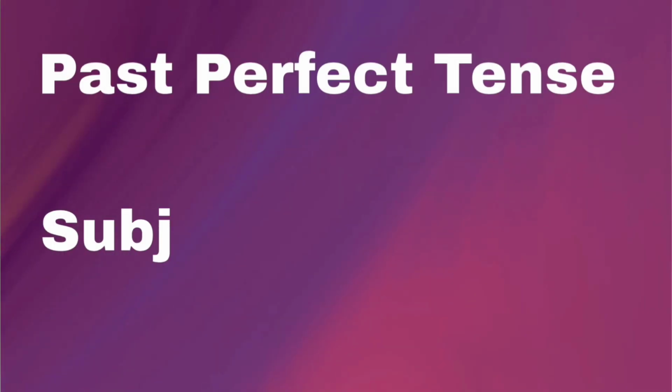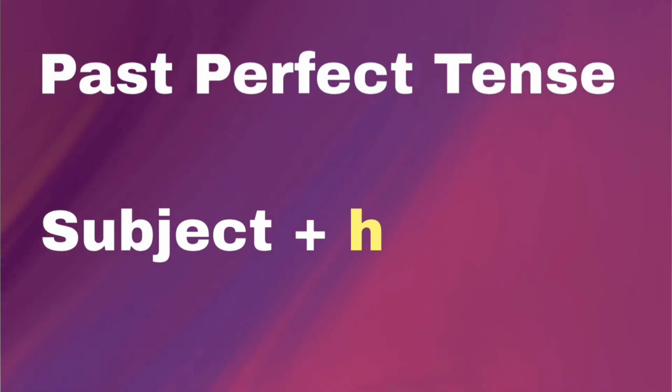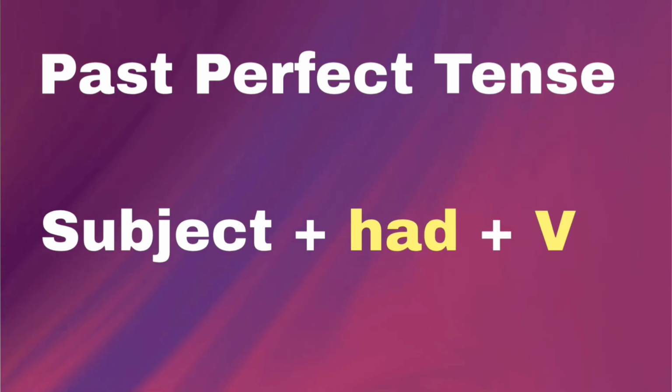Now, first of all, let's learn how to form past perfect tense. To form past perfect tense, first of all, we use subject, then had, then third form of the verb or V3. This way we form sentences using past perfect tense.